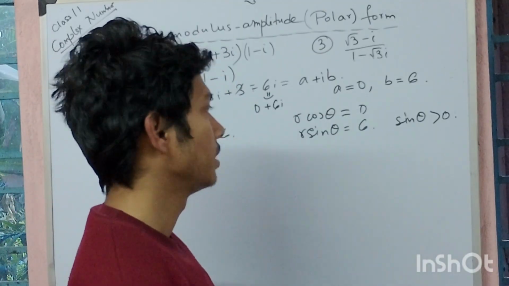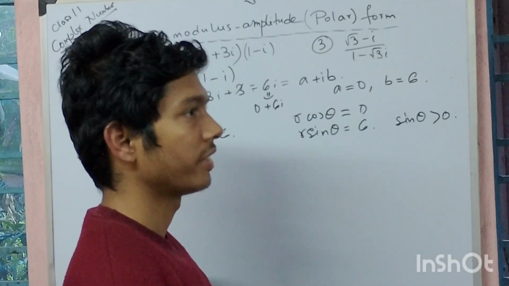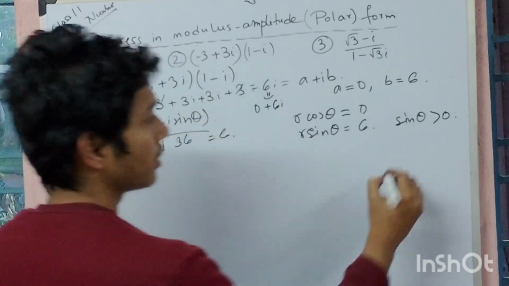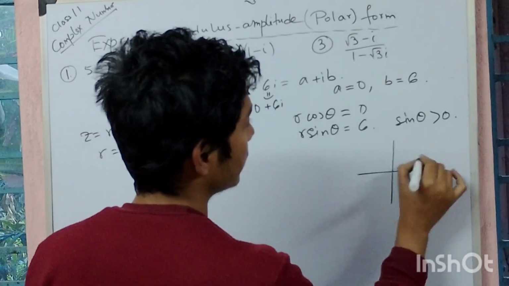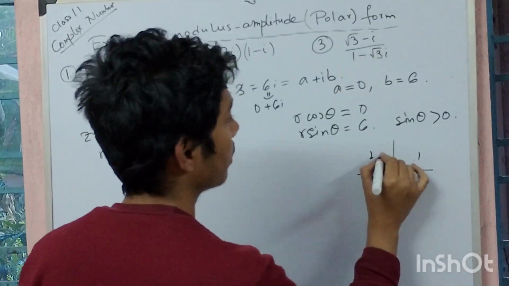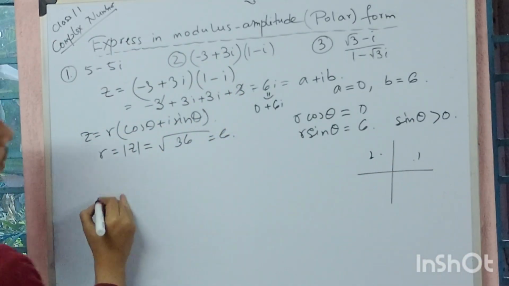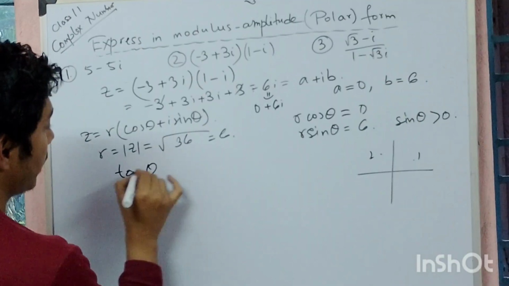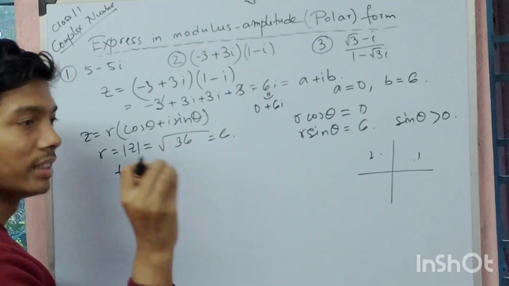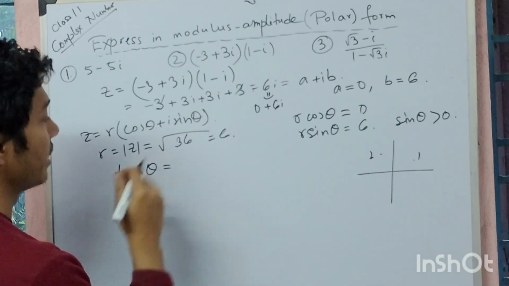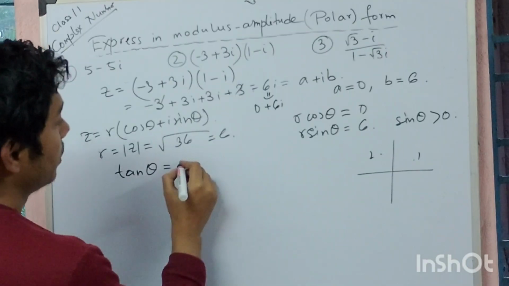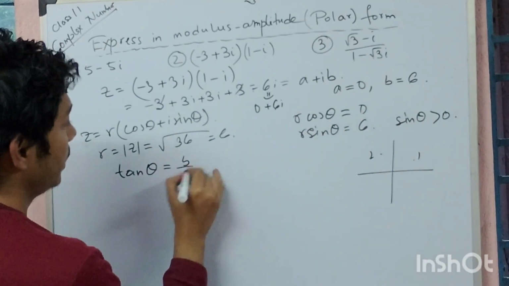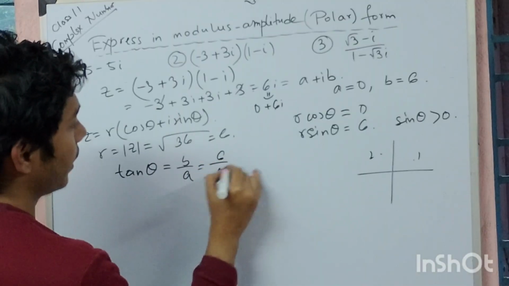Since sin theta is greater than 0, it means my point is in the first quadrant or second quadrant, because in these two quadrants sin theta is positive. Correct. Now find the tan theta. In the simplest way, tan theta equals b by a. What is your b? Your b is 6, your a is 0. It is b by a, it means 6 by 0.